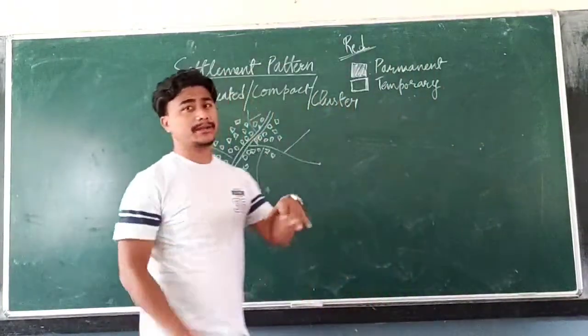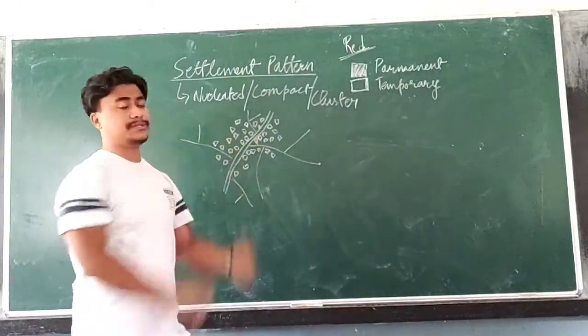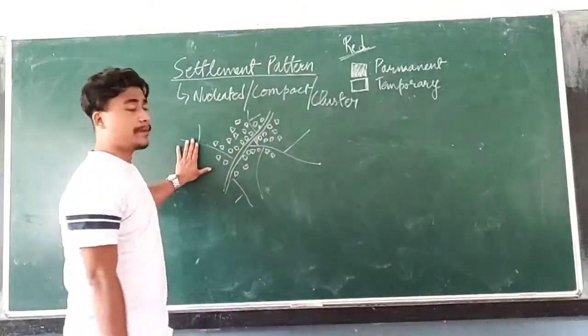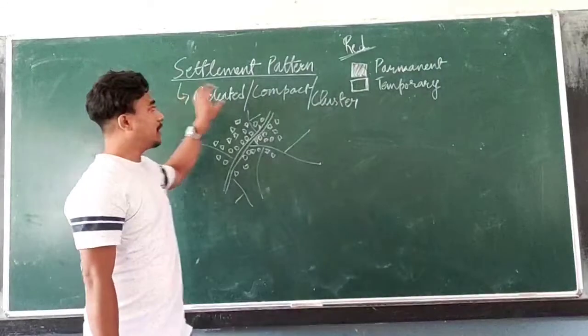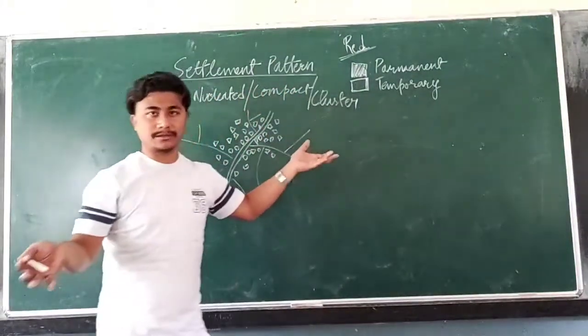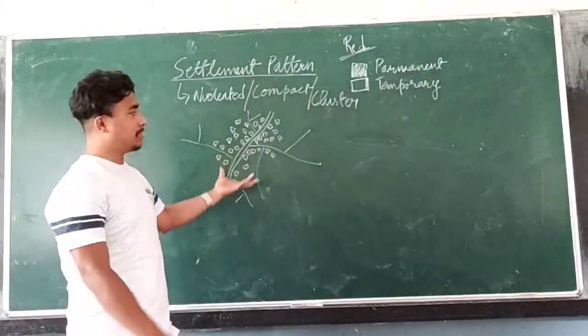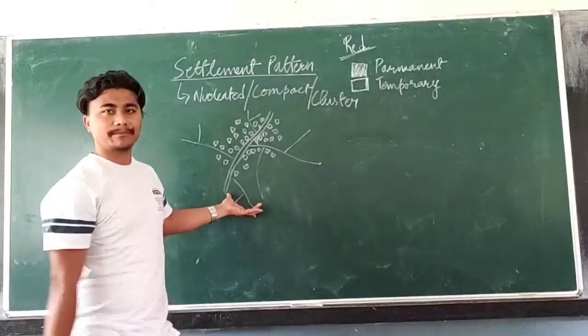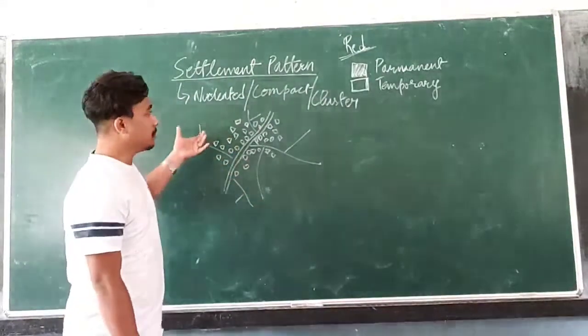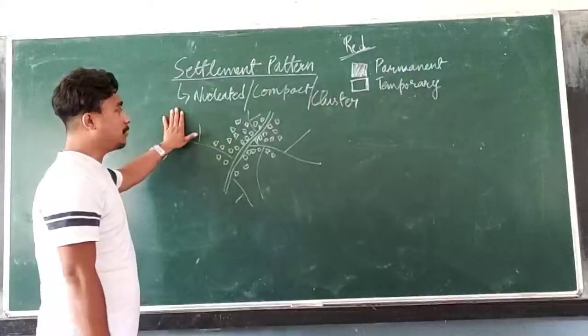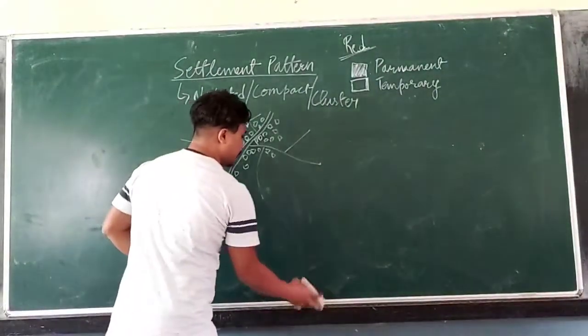Now, if you see this kind of pattern in the map, this settlement pattern will be termed as nucleated, compact or cluster settlement. Understood. The next one we are going to do after nucleated, compact and cluster.